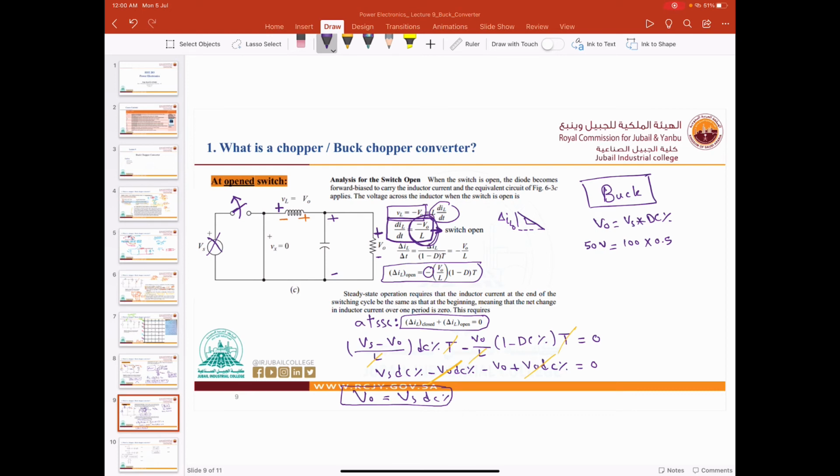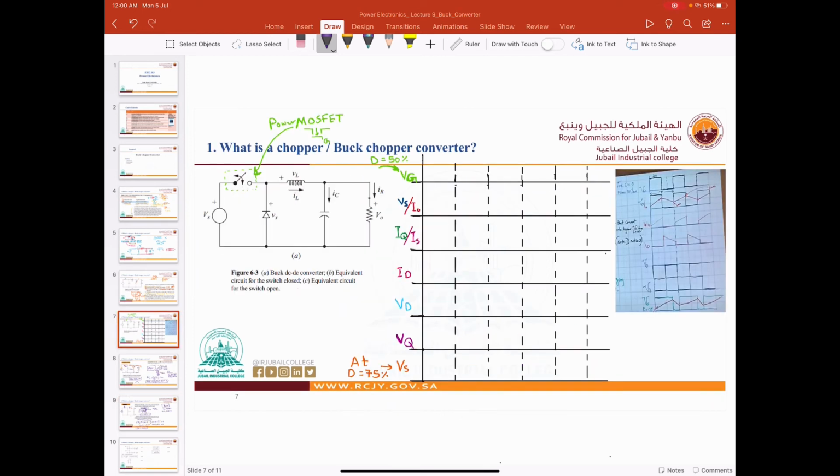Yeah, this is all about our buck converter. So we derived the equation for the buck chopper converter. Now let's go back to the waveform here and draw the waveform, guys. Now let us do it together. So this is our waveform. This is our circuit here. As you can see here, this is our circuit.